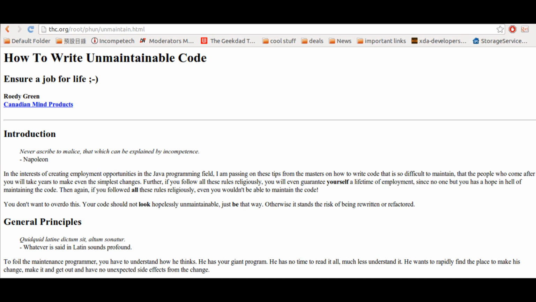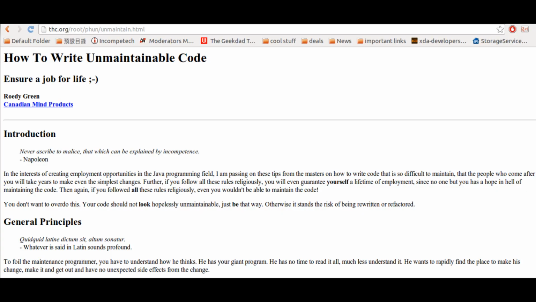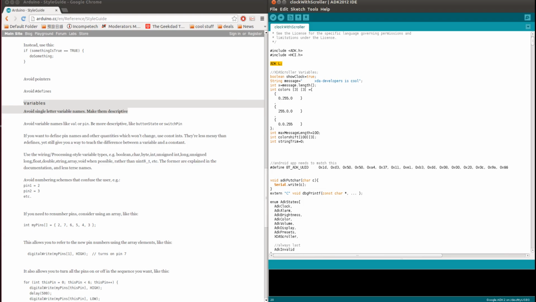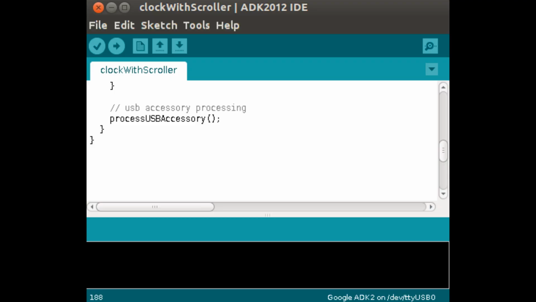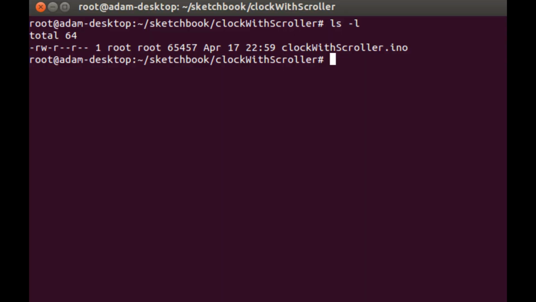Now, to quote from the THC unmaintainable code guidelines, you don't want to overdo this. Your code should not look hopelessly unmaintainable, just be that way. Otherwise, it stands the risk of being rewritten or refactored. Single letter variable names. Acronyms. Document the obvious. Document only what the program does, not why it's doing what it does. Bloated classes. It makes looking for methods and variables like finding a guitar pick in a landfill. Now that is probably one of the biggest problems with the ADK 2012.